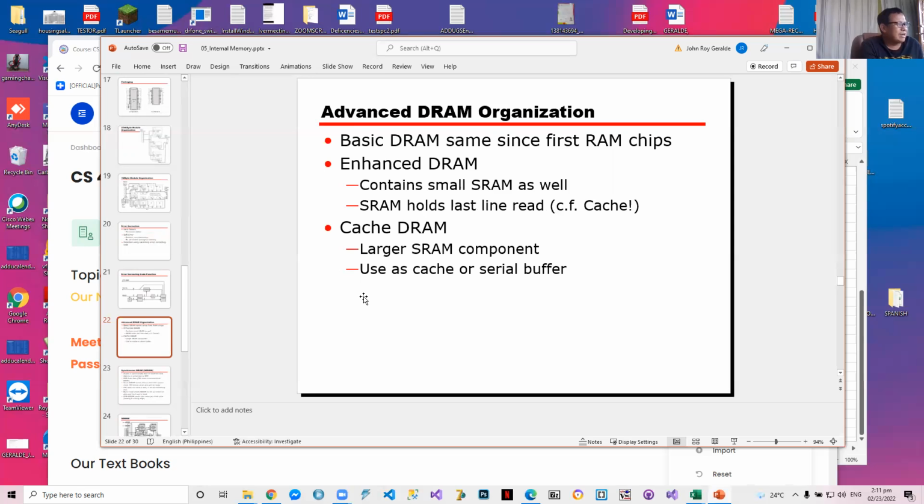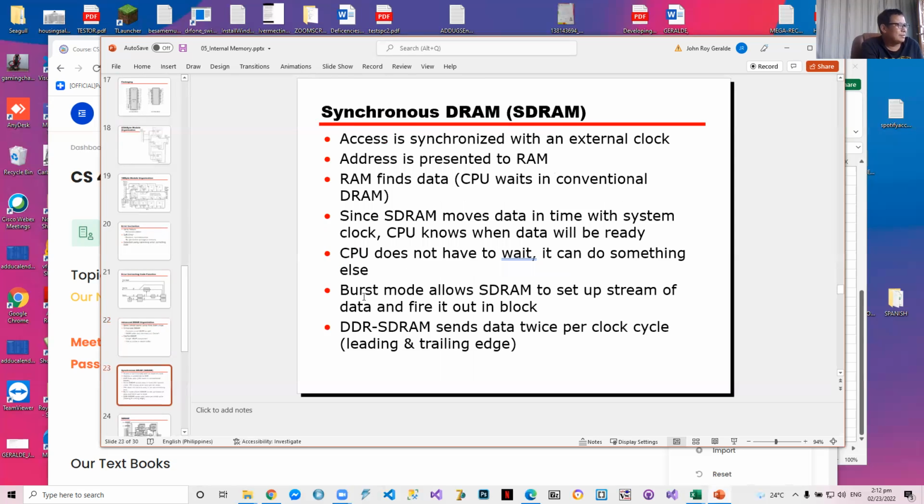So there's an advanced DRAM. It's called enhanced DRAM. It contains a small SRAM as well. It's a DRAM that has a small SRAM. It holds the last line, which is usually used as the cache. There's also a cache DRAM. It's a larger SRAM component used as a cache or serial buffer. Perhaps in the different levels of cache, in the lower level, the DRAM is used, because it's lower.